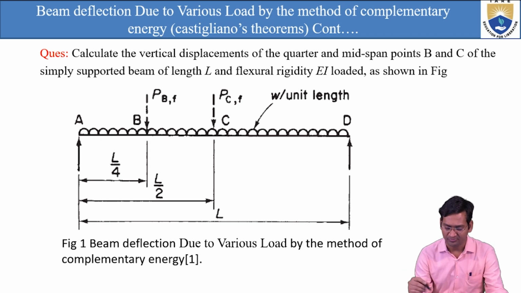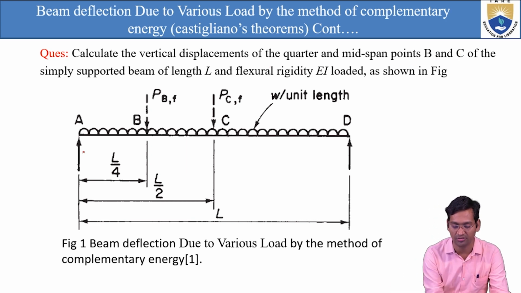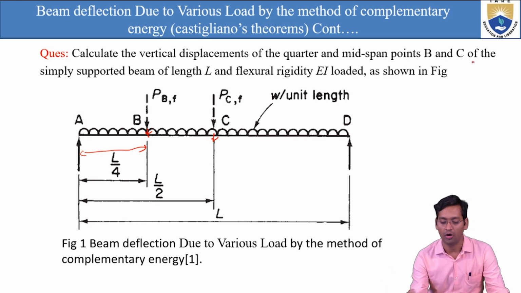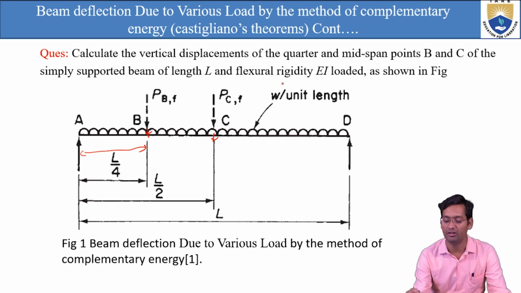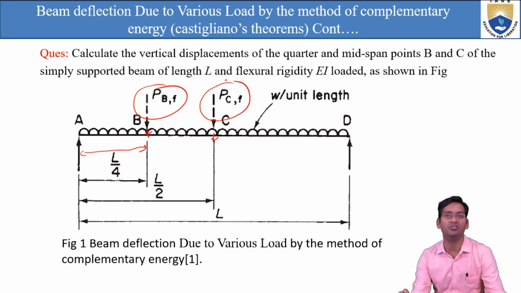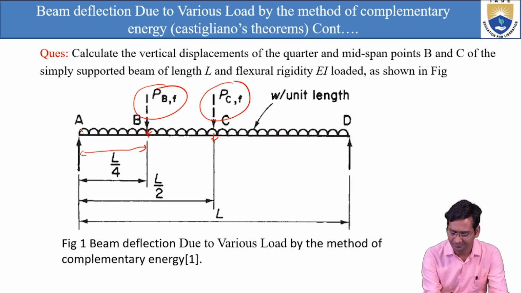Here is the question: calculate the vertical displacement of the quarter and mid-span points B and C. The quarter point is here, just see, L by 4. At this point we have to find, and at point C also, of the simply supported beam of length L and flexural rigidity EI loaded as shown in the figure. This is not a force right now. This is PCF, meaning the fictitious force. We assume that wherever we have to find the deflection, there we put a fictitious load. Right now only this UDL is acting.